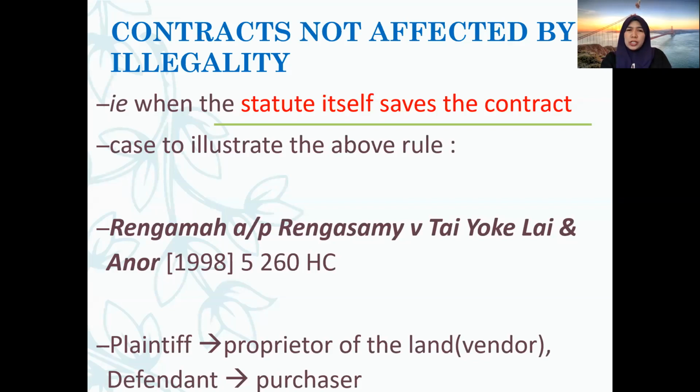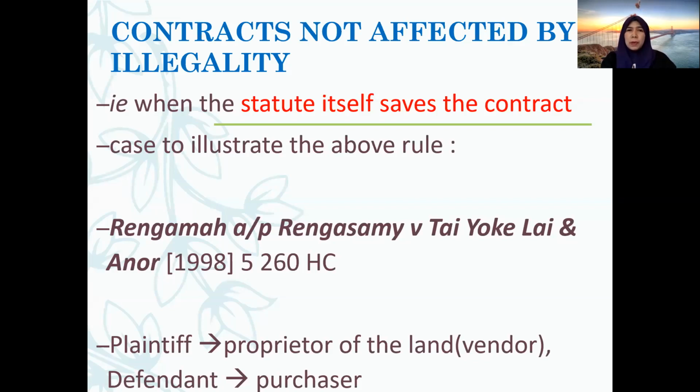In the previous lecture, parts 1, 2 and 3, we discussed thoroughly all the clauses for section 24, Contracts Act 1950, clauses A, B, C, D and E. The last one was E, which is on immorality and public policy.